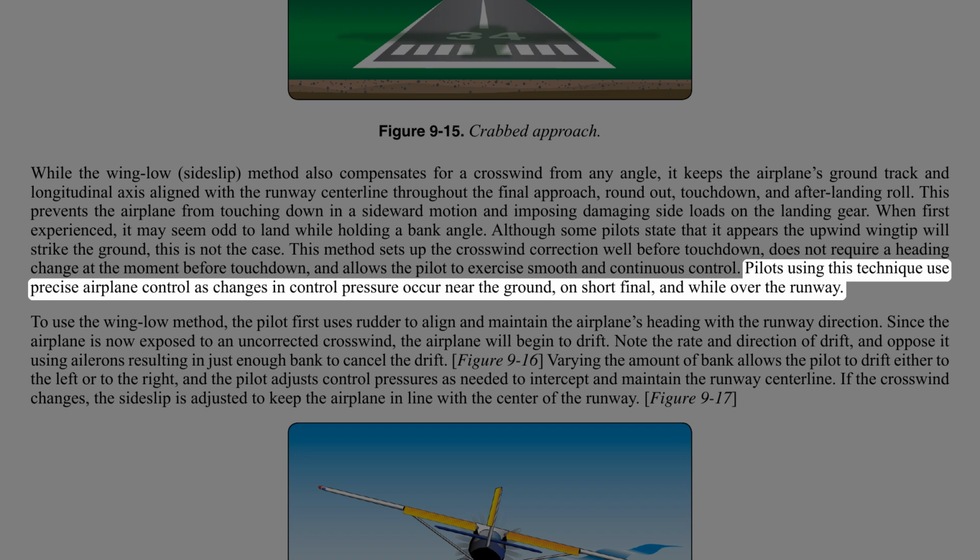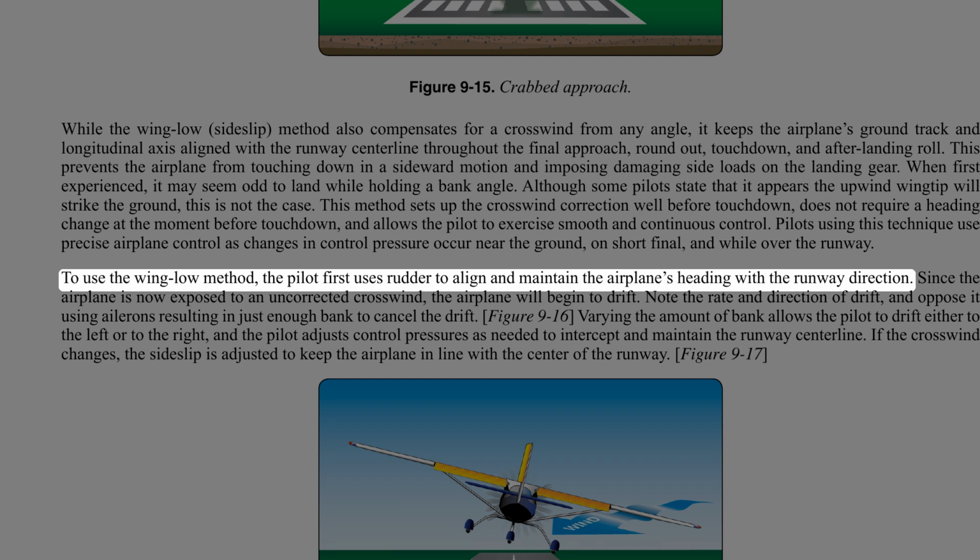Pilots using this technique use precise airplane control as changes in control pressure occur near the ground, on short final, and while over the runway. To use the wing-low method, the pilot first uses rudder to align and maintain the airplane's heading with the runway direction.